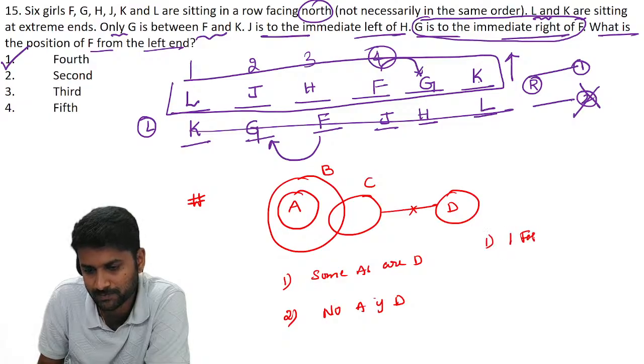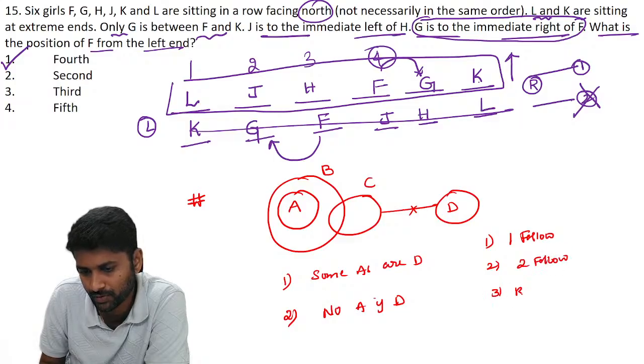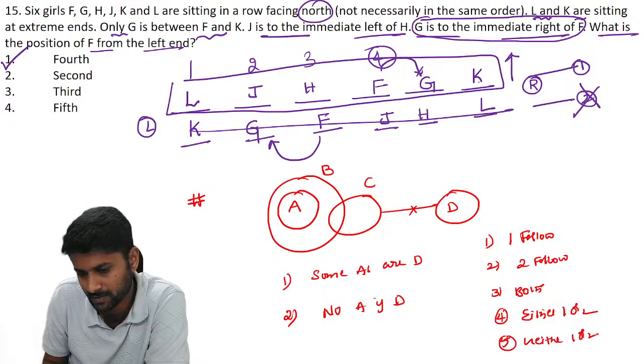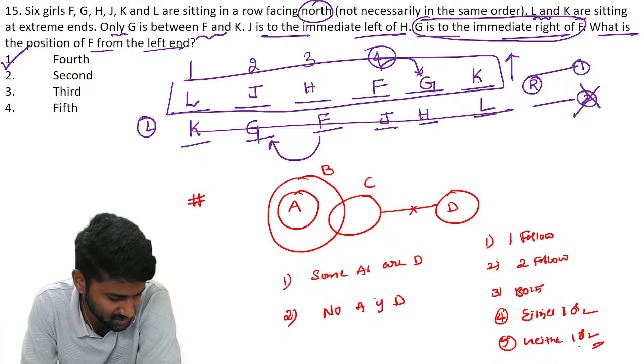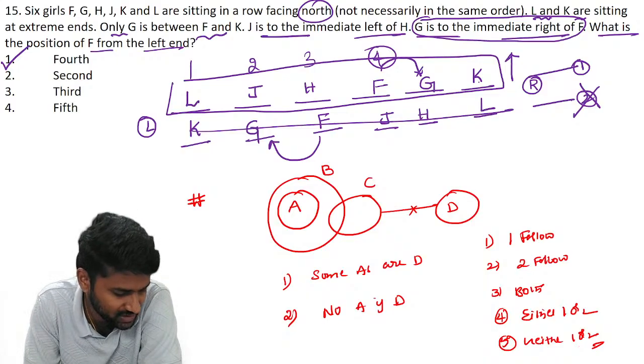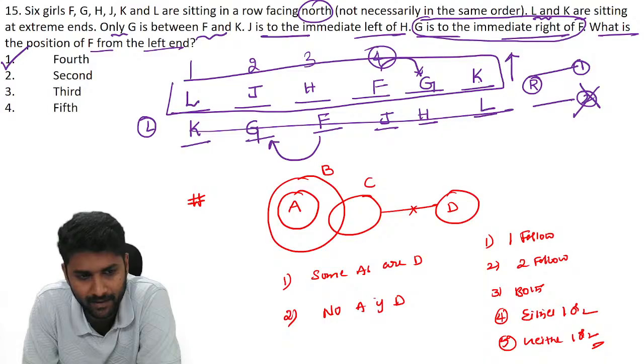Now see the conclusions. 1 follows, 2 follows, both follow, either 1 or 2, neither 1 nor 2. So these are the 5 different options. Try to solve this question and post your answer in the comment section, guys.